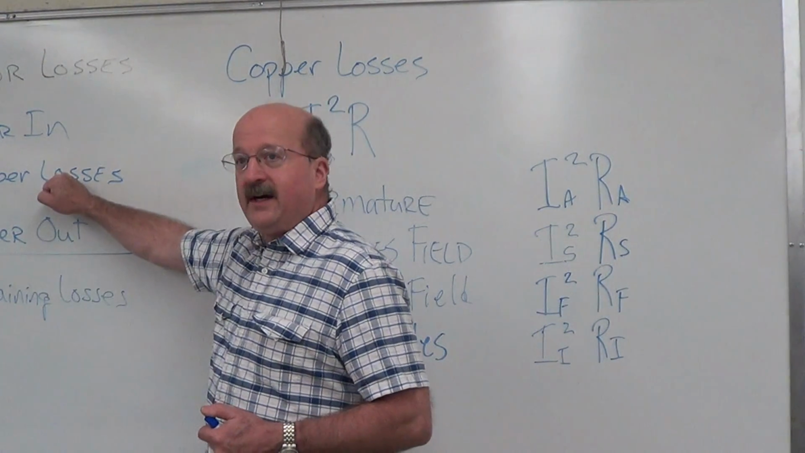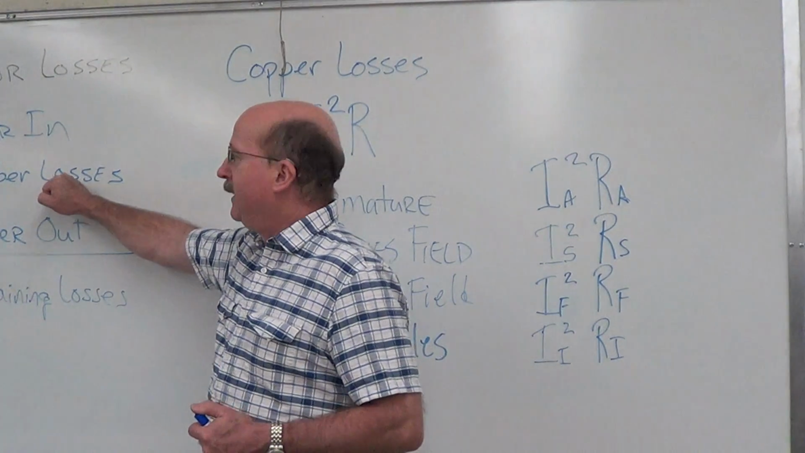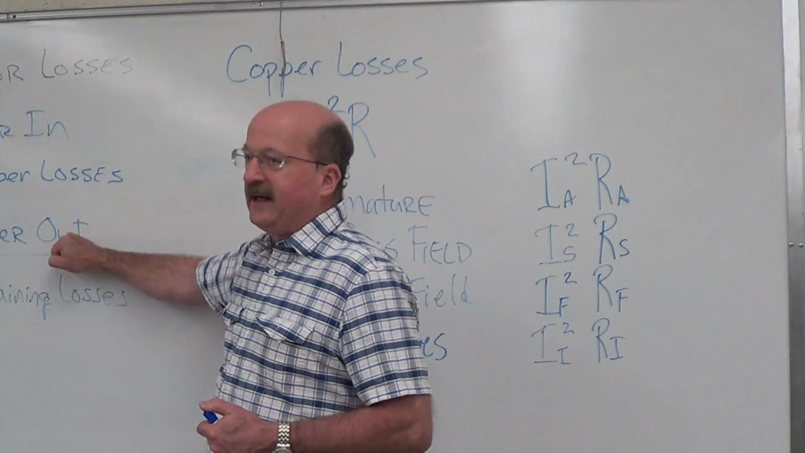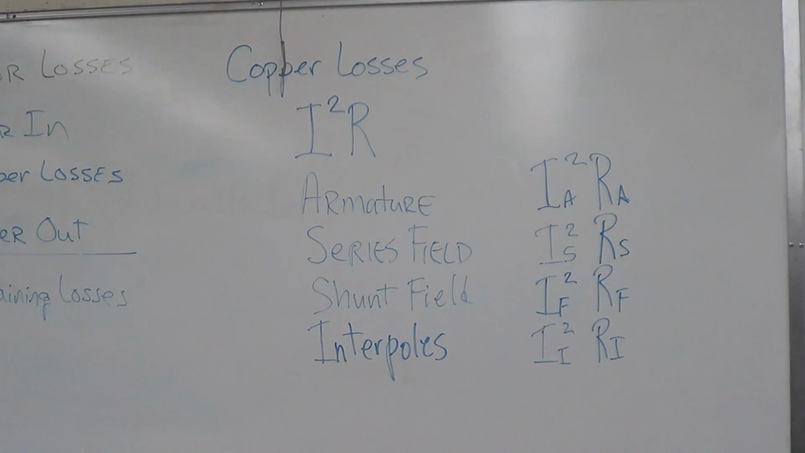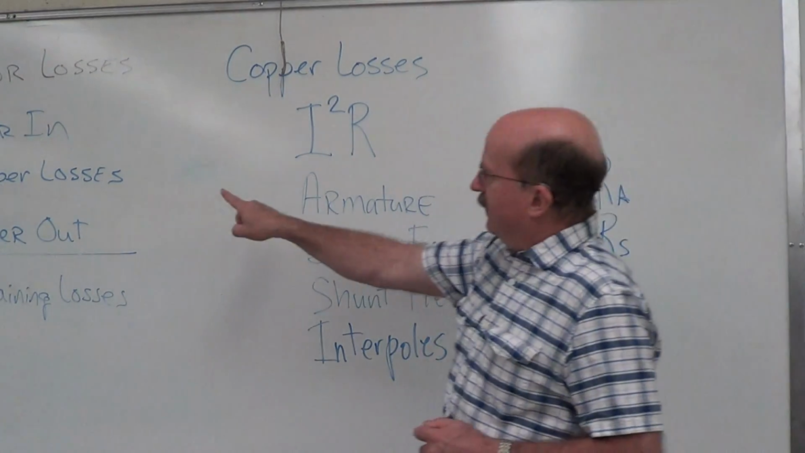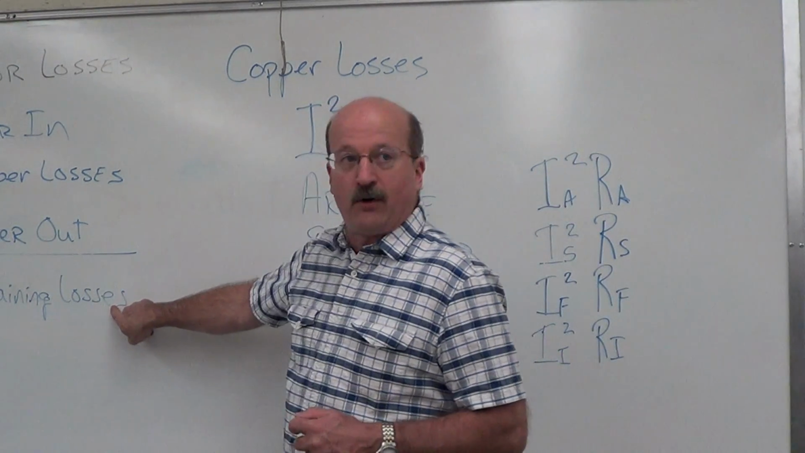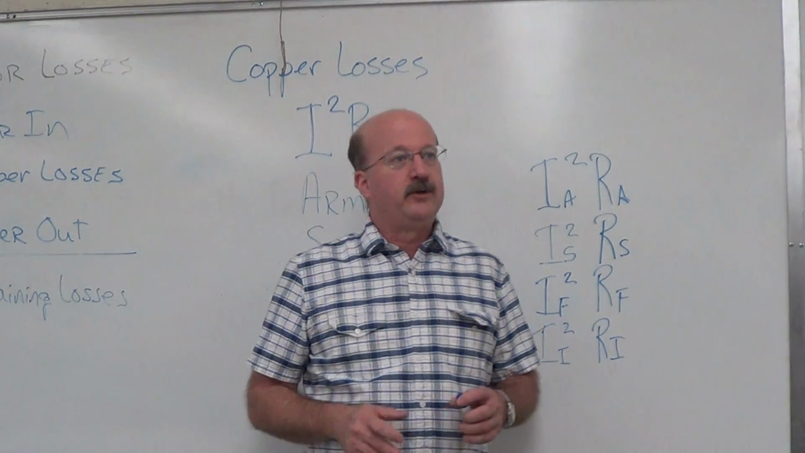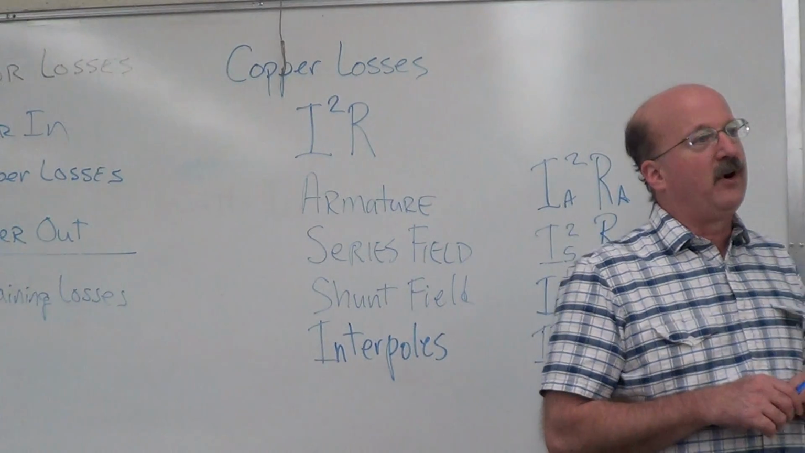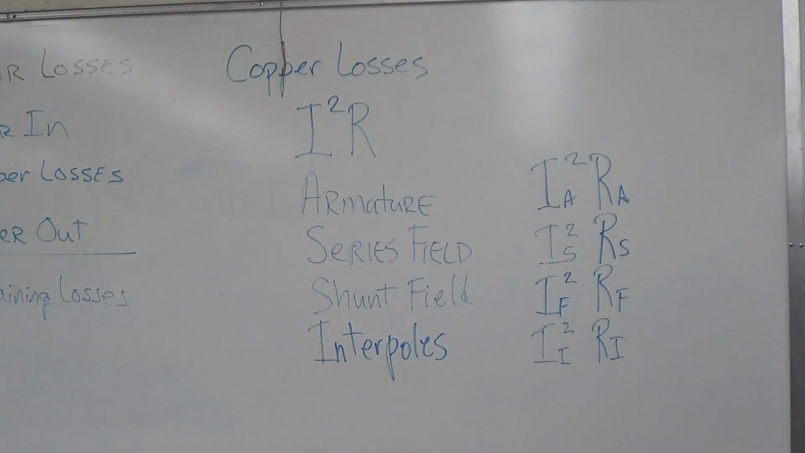We can calculate copper losses, right? I squared R for everything. We can calculate power out through the use of a dynamometer. This and this are your total losses: your copper losses and your remaining losses. What we're doing is bunching all of those other losses into one big thing. We can't get in there and measure our brush losses. We can't measure the eddy current. It's just whatever's left.